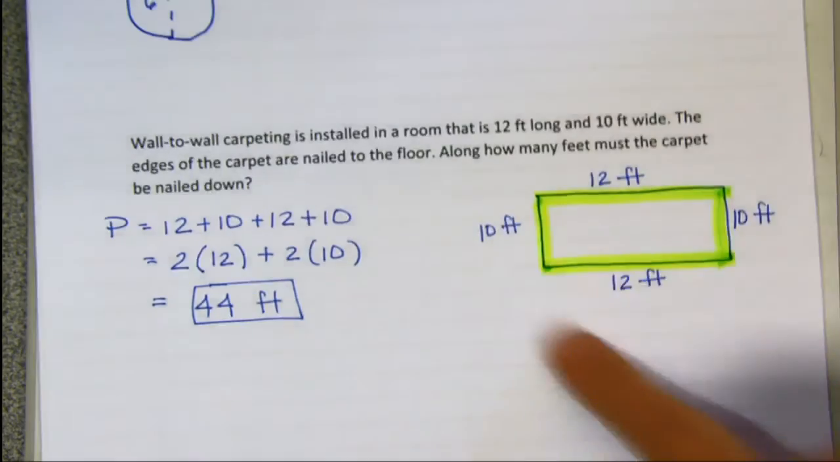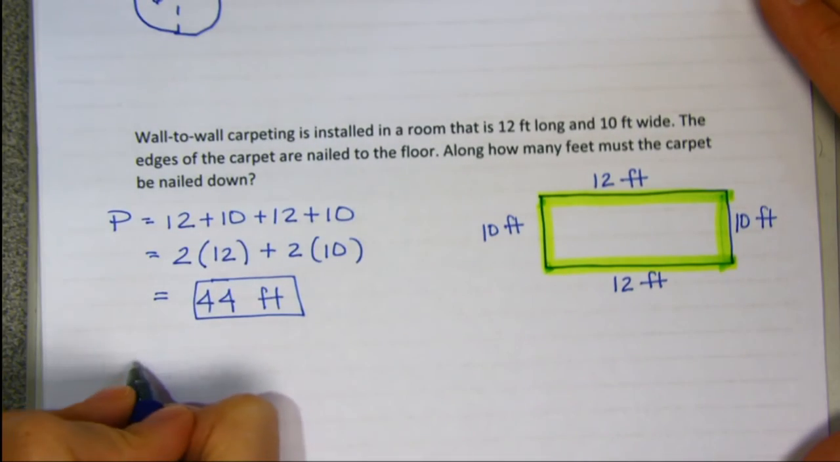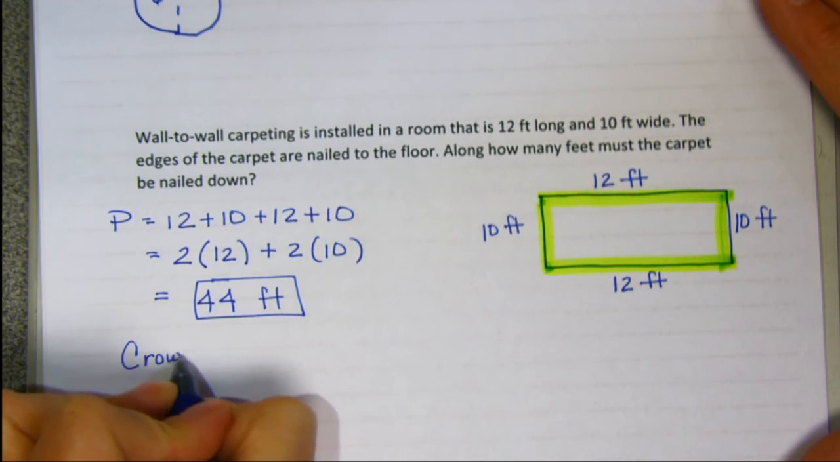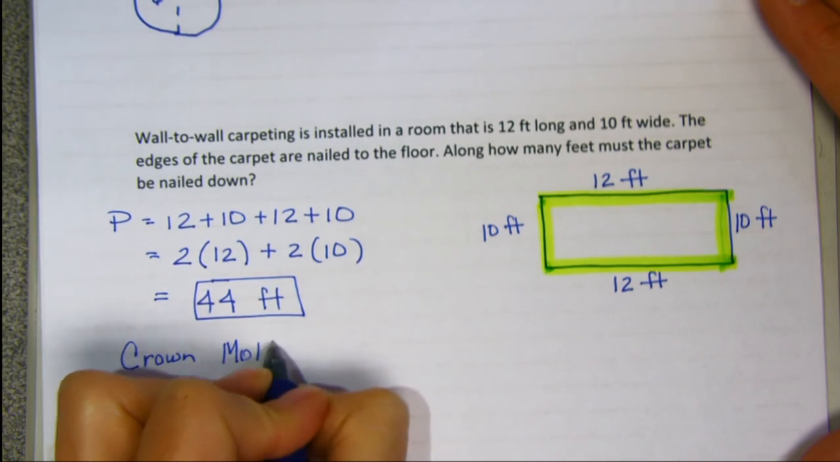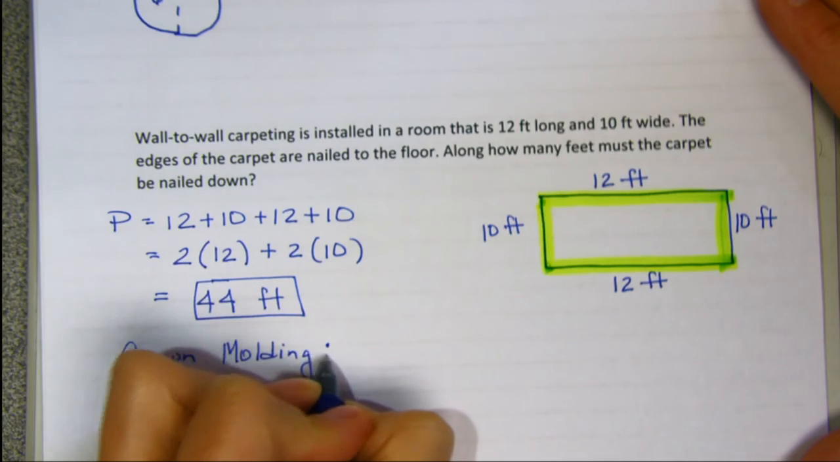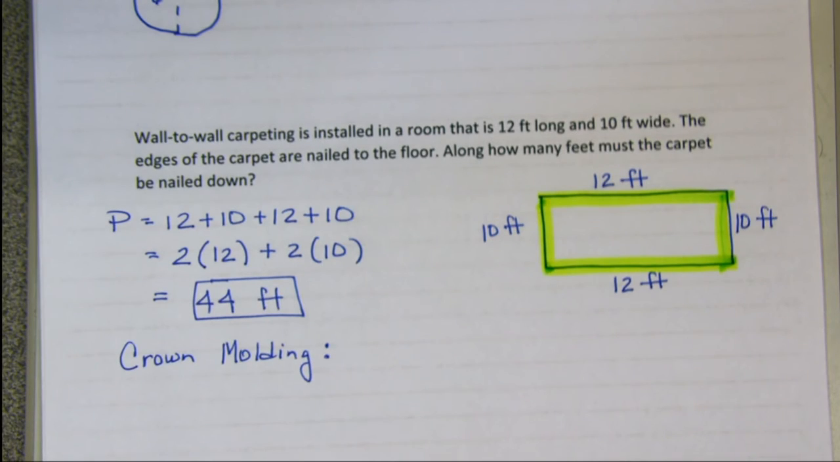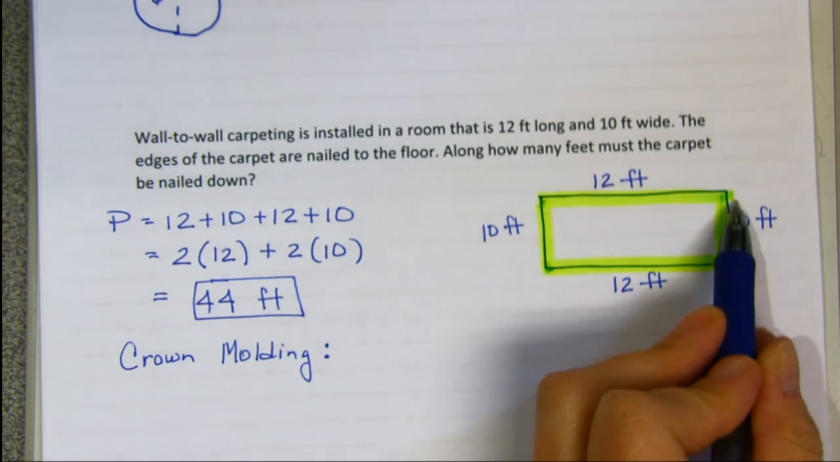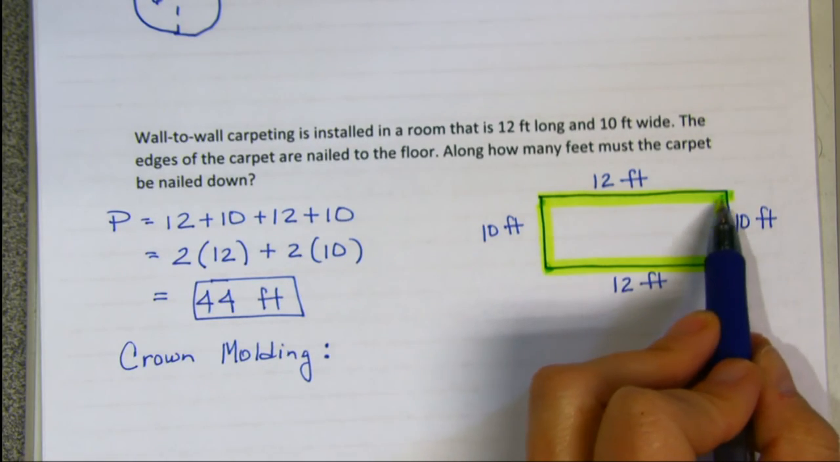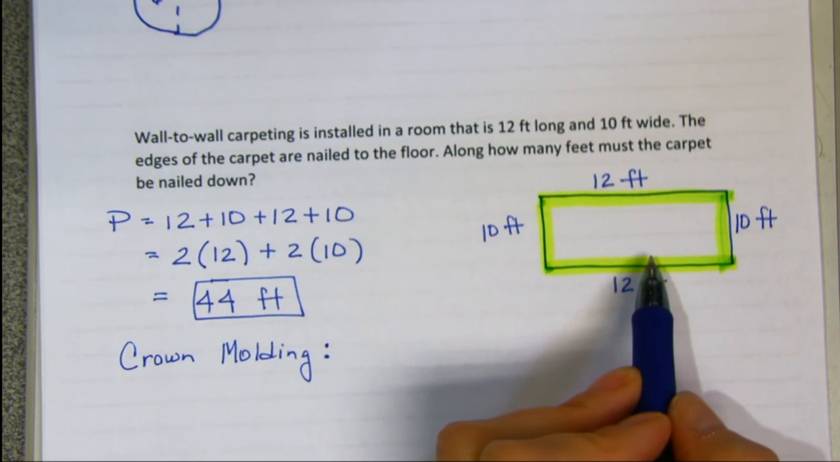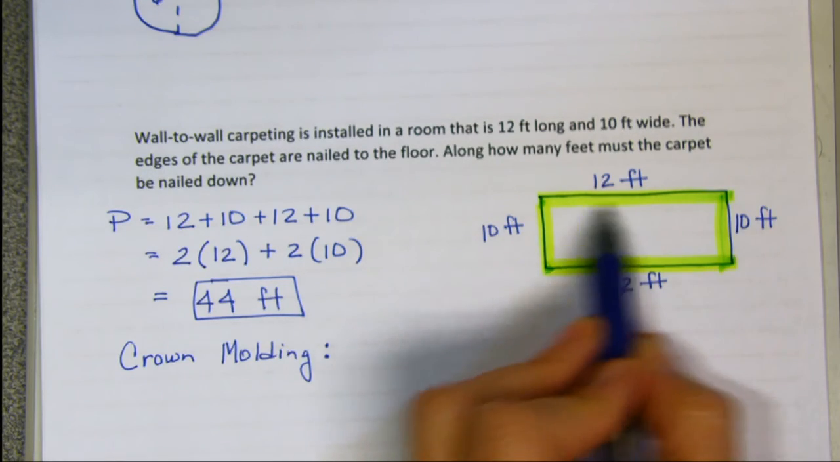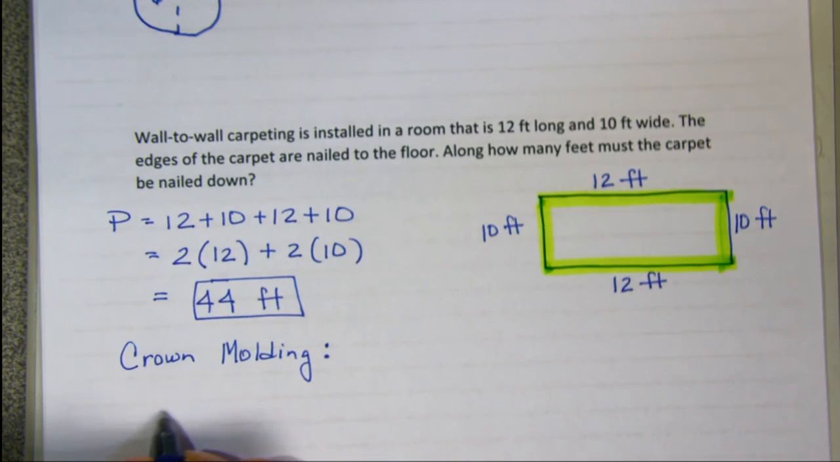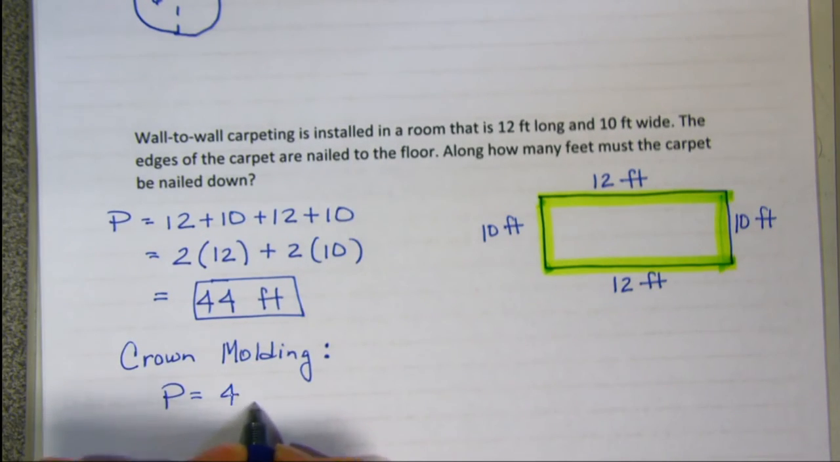Now, I want to take this same room and I want to think through, what if we were installing crown molding? Now, crown molding is what is decorative, that is around the edges of the ceiling connected to the wall. Well, the edges to the ceiling connected to the wall is going to be just like doing the same distance. So if you're thinking of this instead of a floor, think of this as your ceiling. So you're still going to go 12 plus 10 plus 12 plus 10. So your perimeter would still be 44 feet.